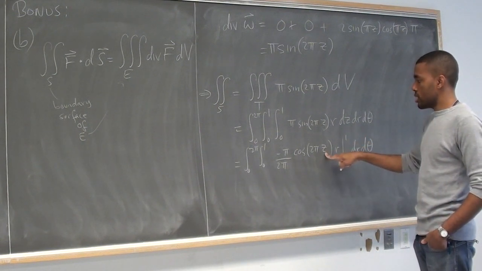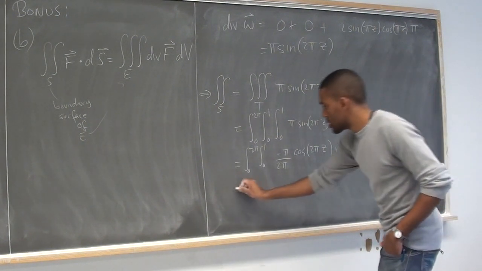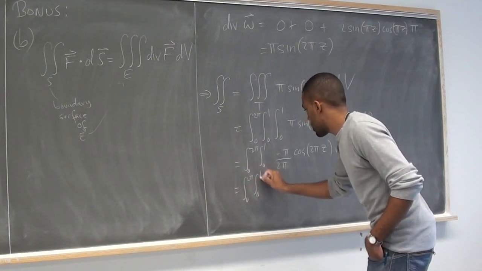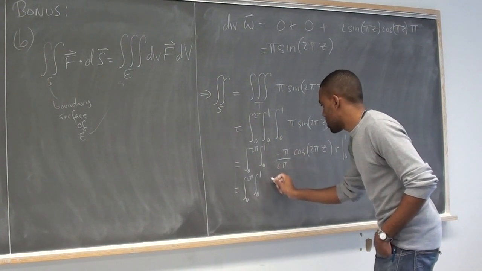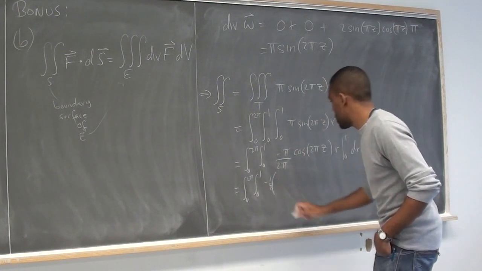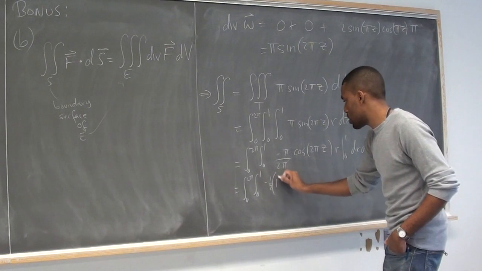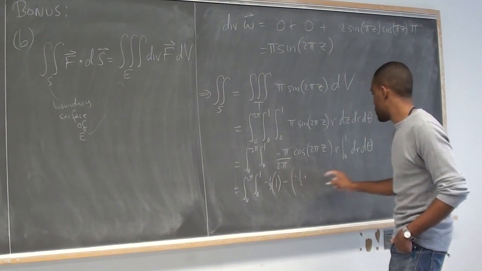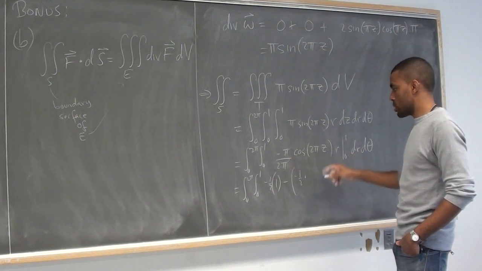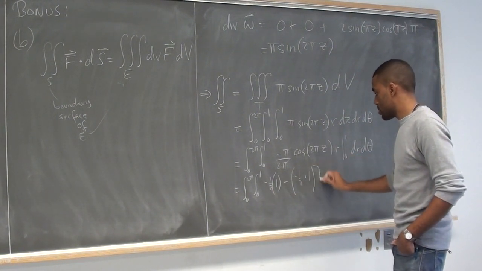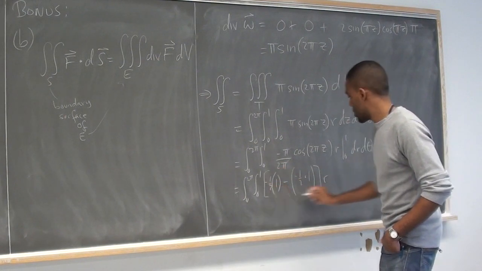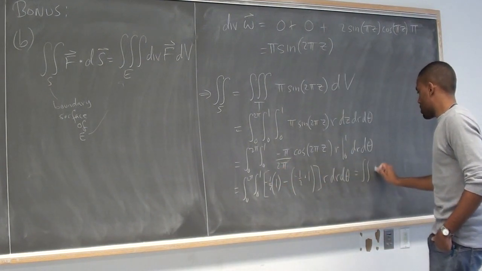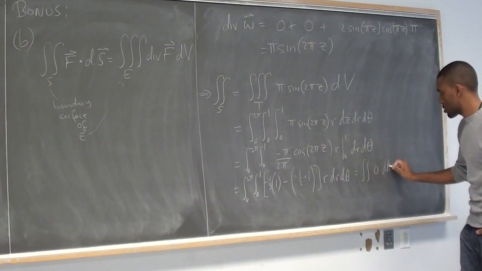Now if you plug in 1 here, you get cosine of 2 pi. So this is just minus a half times cosine of 2 pi, which is 1, minus a half times, plug in 0 here, you get cosine of 0, which is also 1. So the answer is 0. Well, that's just a double integral of 0, which is 0.